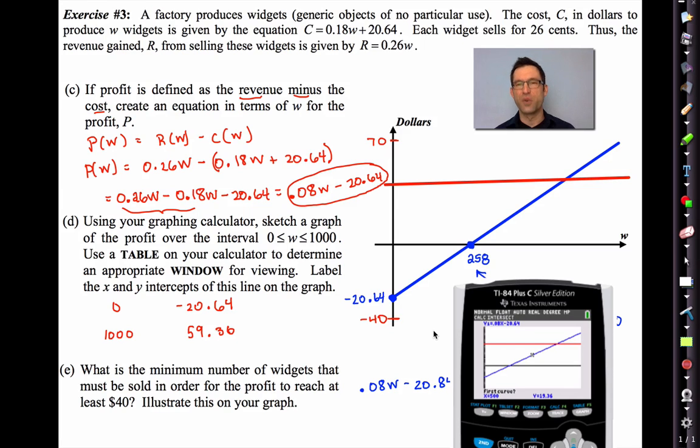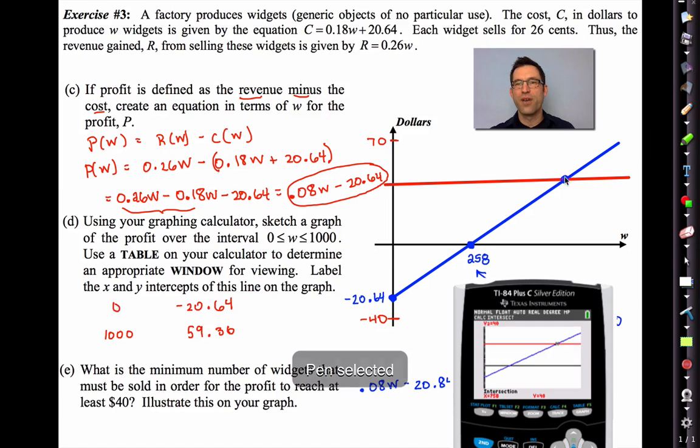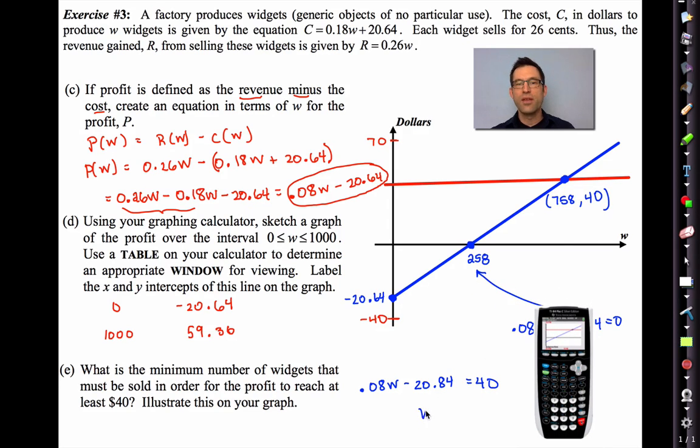Okay, let's do first curve, second curve, and guess again. If you want to put the cursor near their intersection point, you can, or you can just hit enter. And there we go. So what we find is that this point is at 758, 40. So we need to sell at least 758 widgets to make a profit of $40. Not much of a profit. But then again, the widgets are only selling for 26 cents each, so it kind of makes sense.